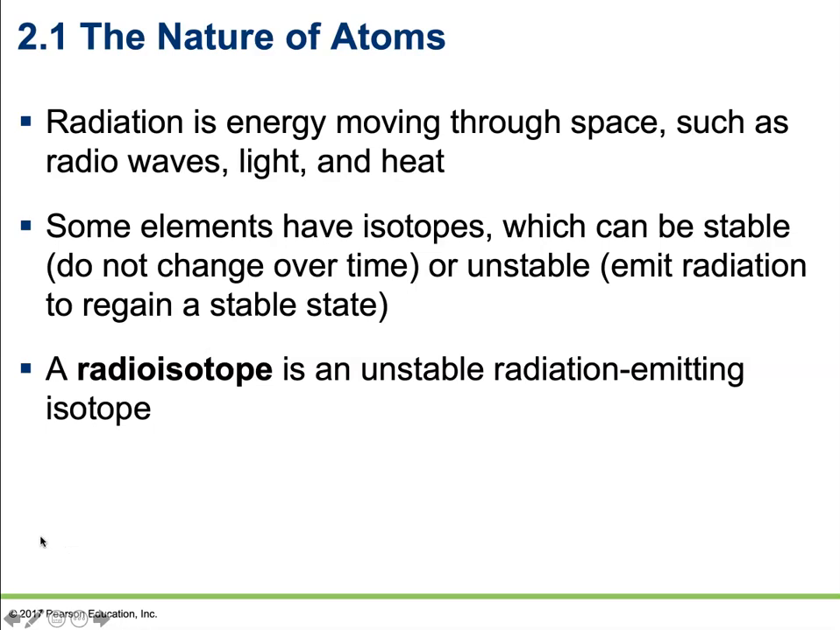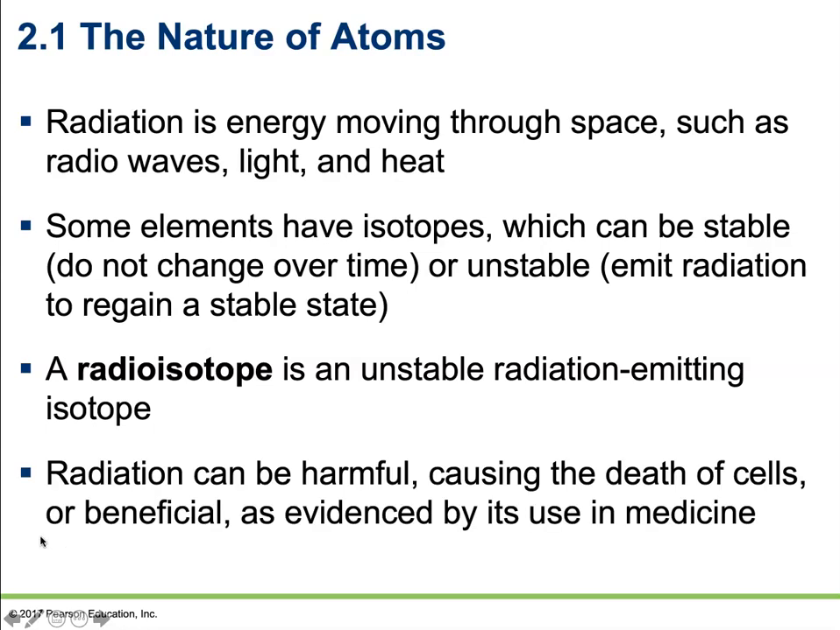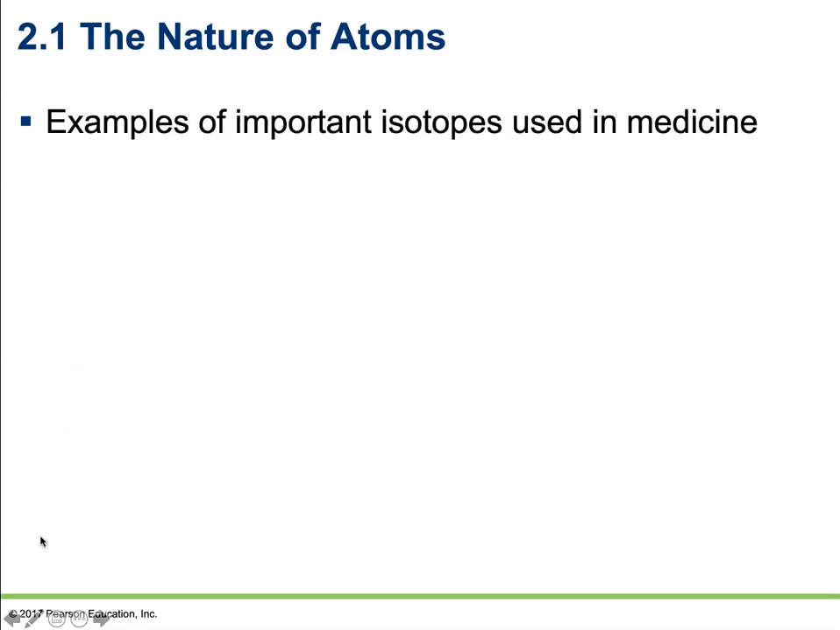A radioisotope is going to be specifically an unstable, radiation-emitting isotope. And radiation can be very harmful. It can cause the death of cells. It can cause DNA to break down and degrade. It can lead to cell death or mutations. It can lead to the formation of mutations that will lead to cancer. So radiation can be carcinogenic, but it can also be very beneficial, as evidenced by its many uses in medicine.